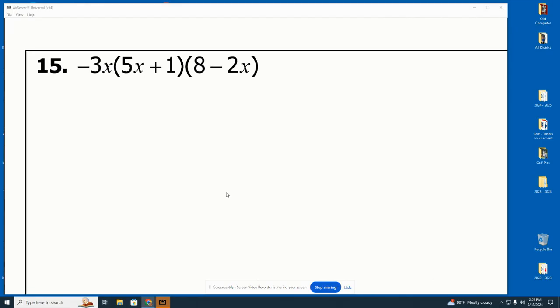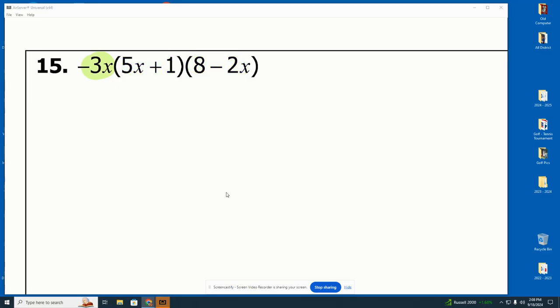Now, if you flip over to the back, you're going to see why these are different than the ones on the front. There's literally no plus signs in between these polynomials. So what that means is it's all being multiplied. Now, a question was asked yesterday, do I distribute negative 3x to both of these? No, it's all being multiplied.